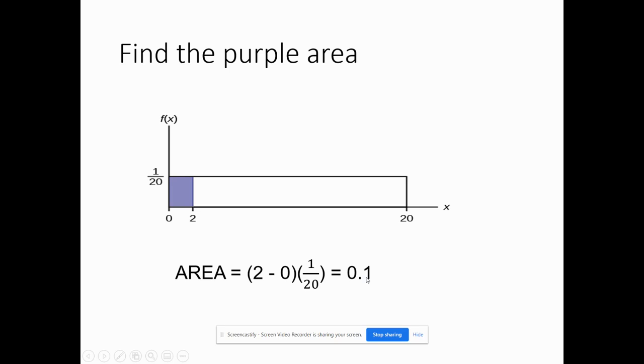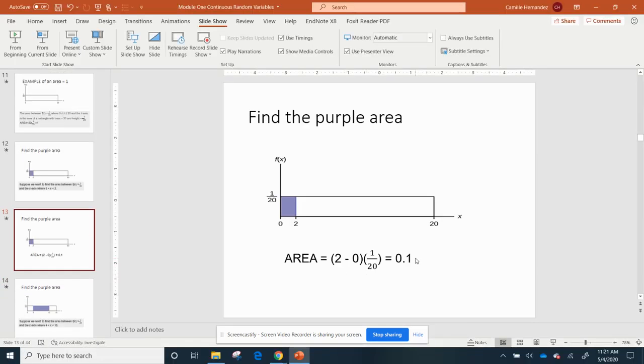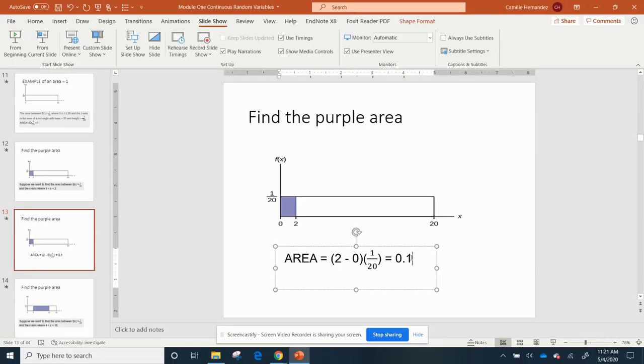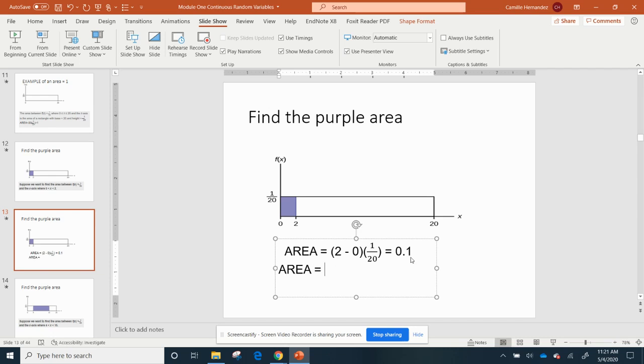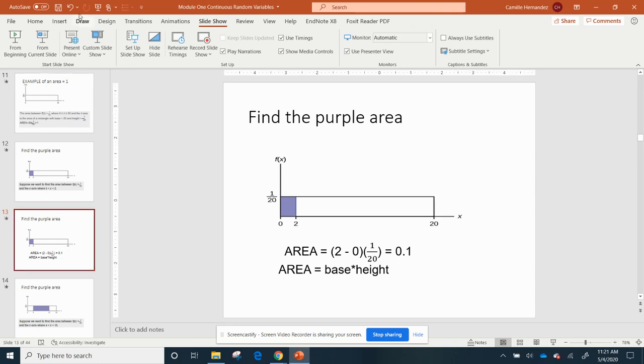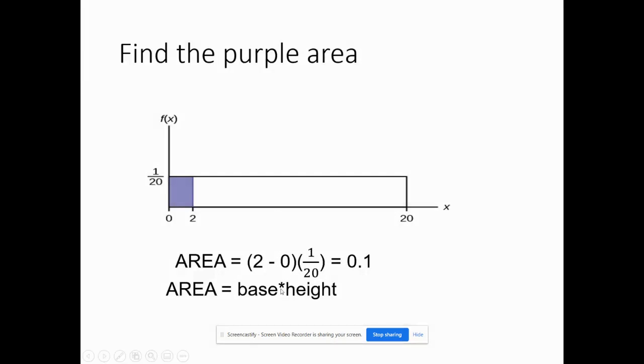Okay, and where am I getting that again? Let me jump in here. The area of a rectangle equals base times height. That's all I'm doing. Okay, and I'll pop it back up so you can see it better. So base times height. This little area in purple is 0.1.